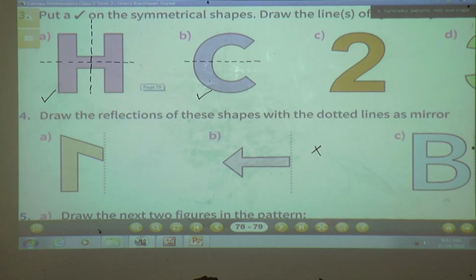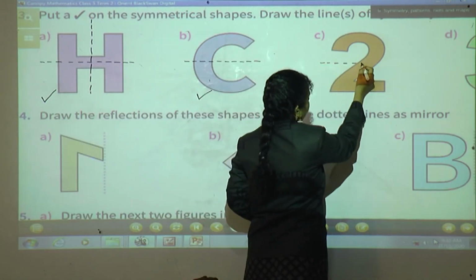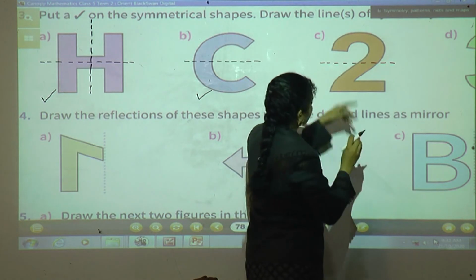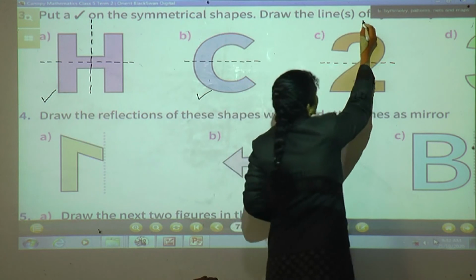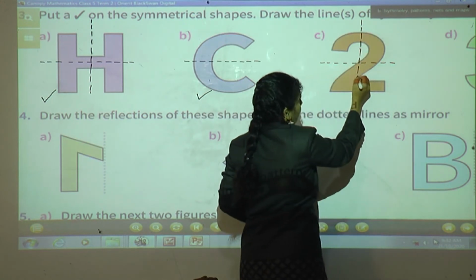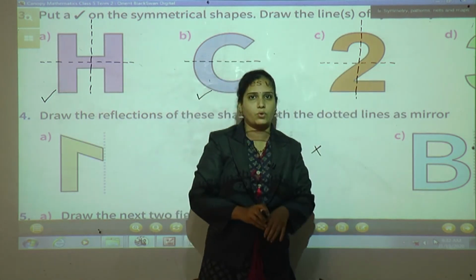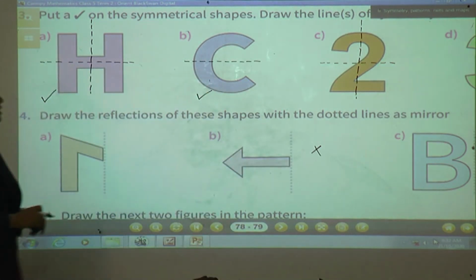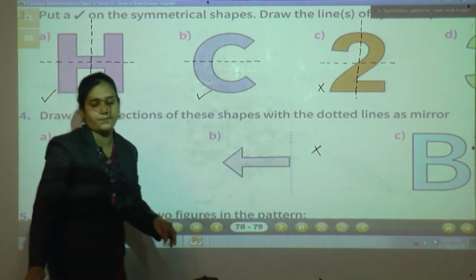Now C1. Here, if I draw the line horizontal, can I get two equal parts? No. Even if I draw a vertical line here, can I get two equal parts when I fold it? No. That means this shape is not a symmetrical shape. So just put a cross here.